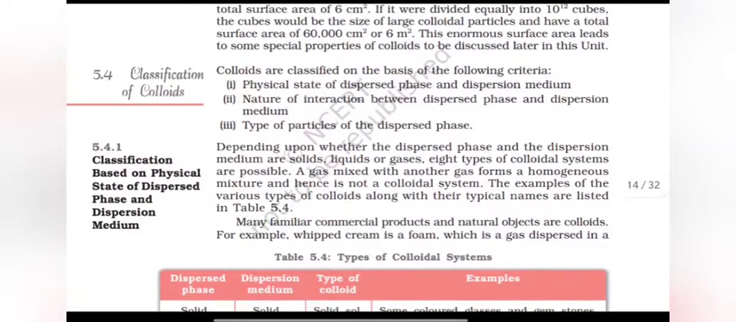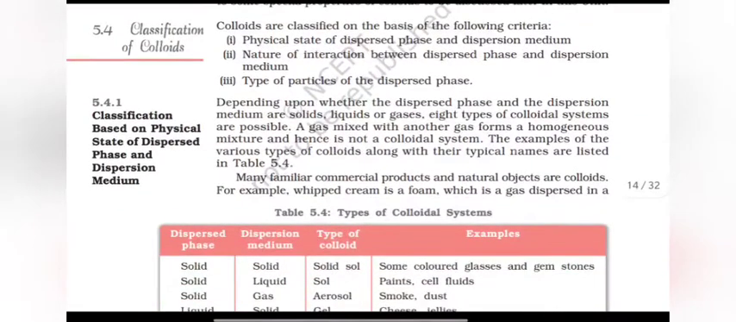Classification of colloids. Classification is based on the following criteria: physical state of dispersed phase and dispersion medium, nature of interaction between dispersed phase and dispersion medium, and types of particles of dispersed phase. Classification based on state of dispersed phase and dispersion medium.